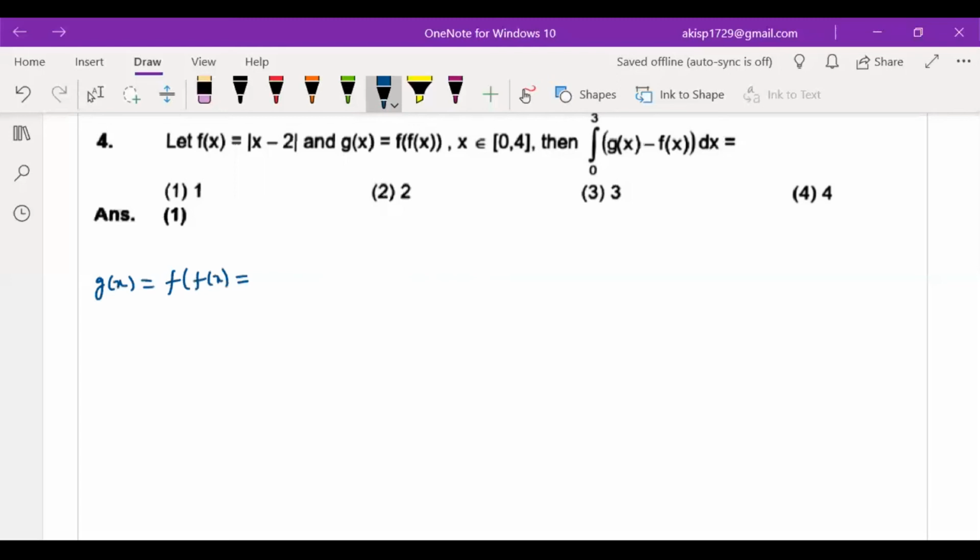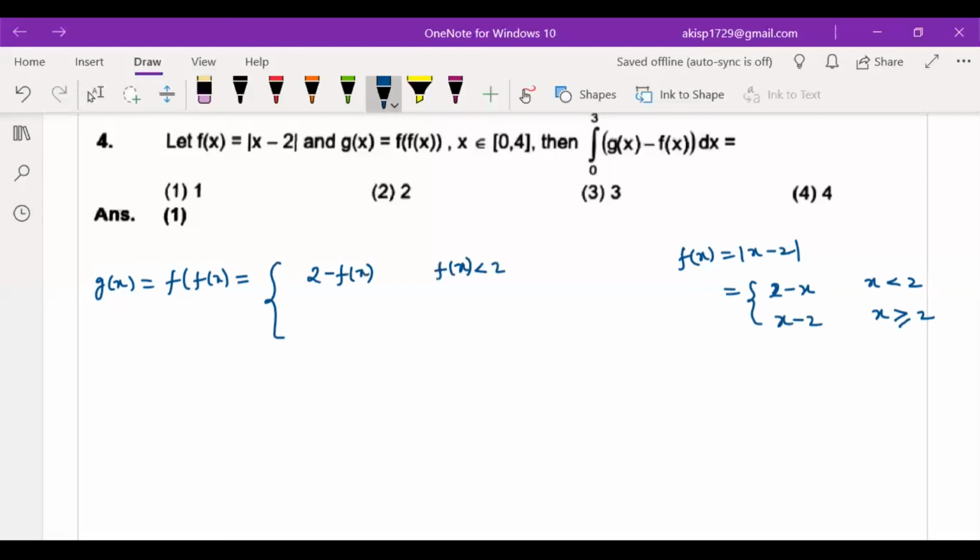But clearly f(x) is defined to me as mod x minus 2. So what is f(x)? f(x) is going to be the same as negative of this if I take x less than 2, and it is going to be x minus 2 if x is greater than 2. We can put equality anywhere, so let us put the equality here. So what is f of f(x)? f of f(x) again makes sense as 2 minus f(x) whenever f(x) is less than 2, and similarly it is the same as f(x) minus 2 whenever f(x) is greater than or equal to 2.